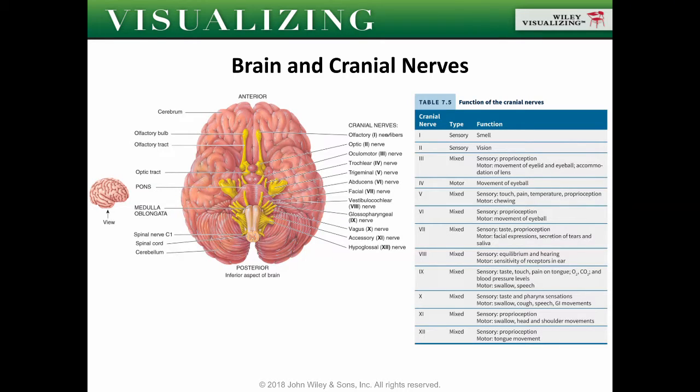So for the brain and the cranial nerves, we have the 12 cranial nerves. Some of them have mixed functions. They can be sensory as well as motor. The others are purely sensory, such as smell and vision. Okay, so that's the 12 cranial nerves.